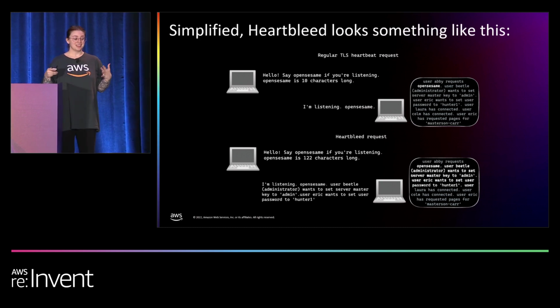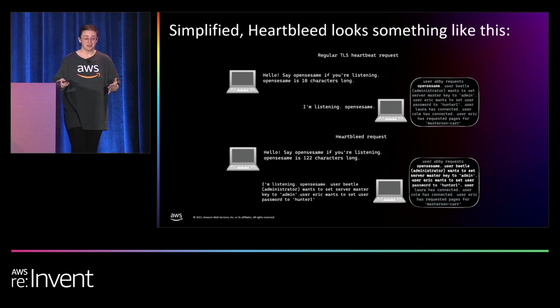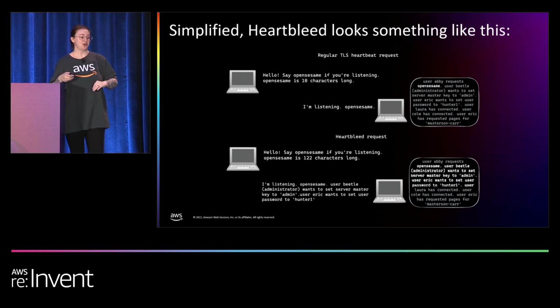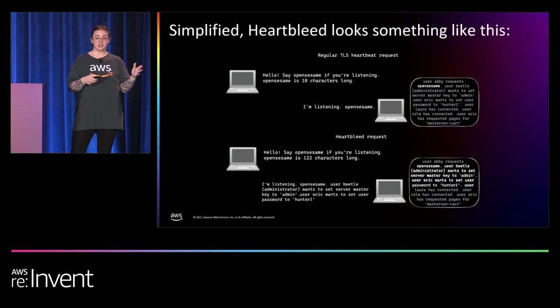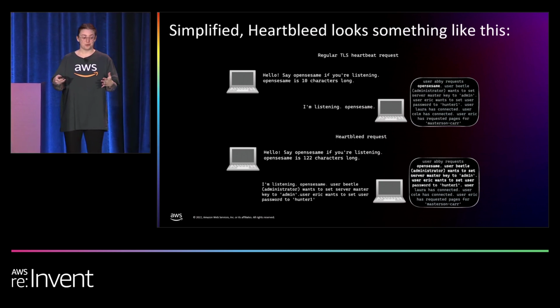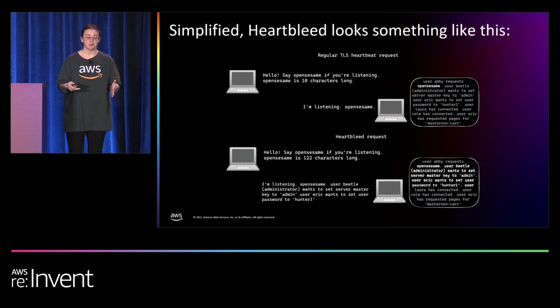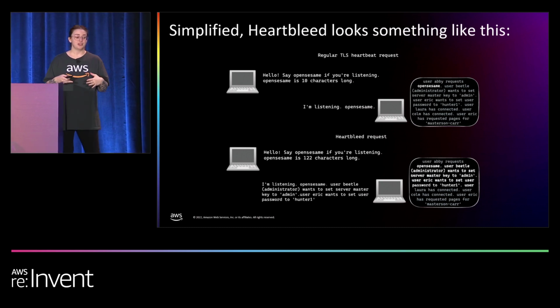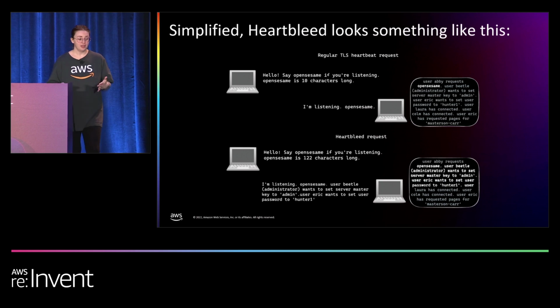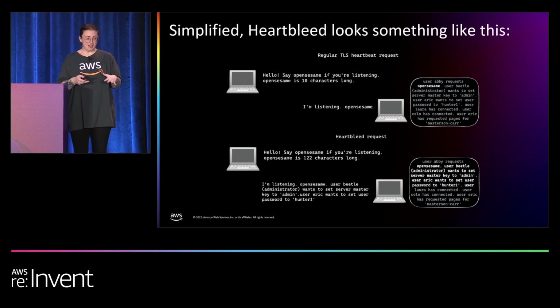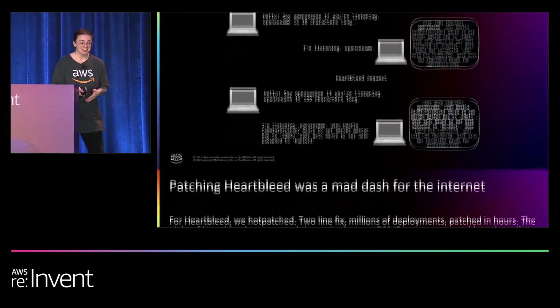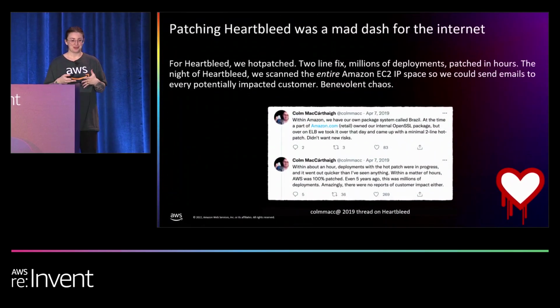And what I get back is, I'm listening, open sesame. And then whatever the 122 characters were from memory, right? So in my case, user Beetle, an administrator, wants to set the server master key to admin. User Eric wants to set the user password to hunter1. And you'll notice from just this example, right, and this is simplified, but Heartbleed was simple. It was simple to use. It was simple to get back interesting things. And that's part of what made it such a mad scramble for folks on the internet, right?